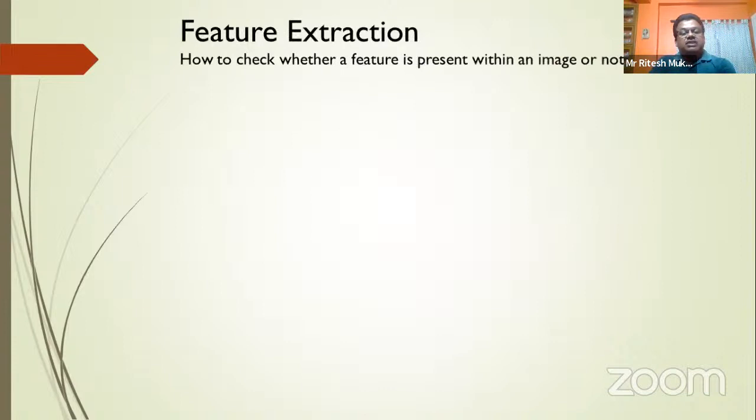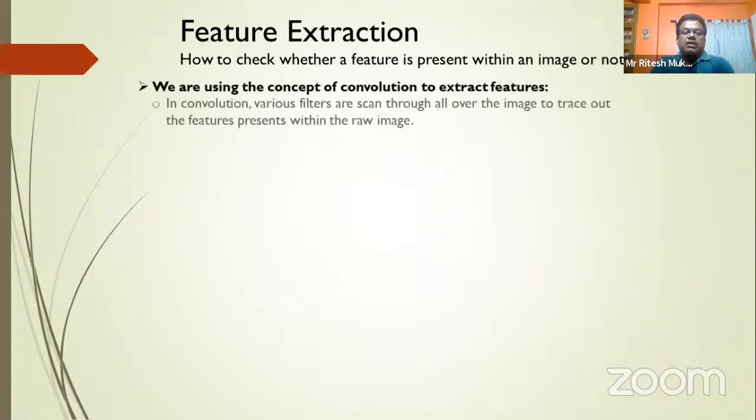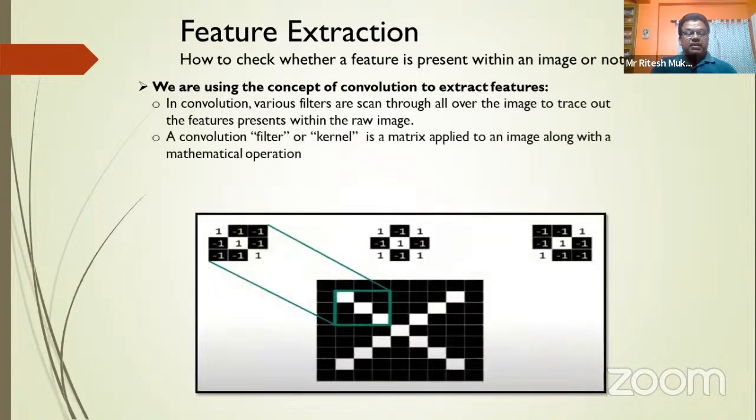So feature extraction programmatically, how can we do some sort of feature extraction? We can do that using convolution. In convolution, various filters are scanned all over the image to trace out the features present within the raw image. And it's basically done in row major order. That means, say for example, this is one feature set on the left top part. You can see one feature set is there. You can simply try to match the same feature within the image.